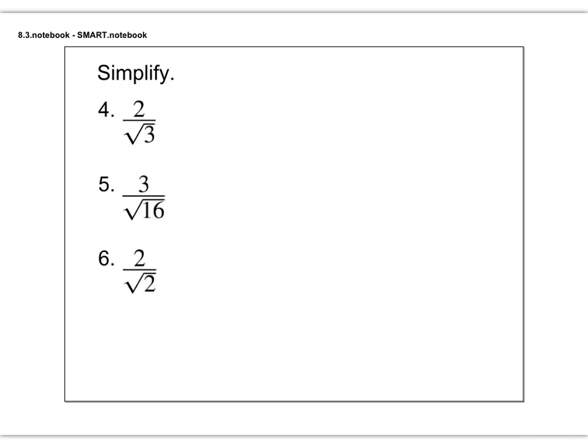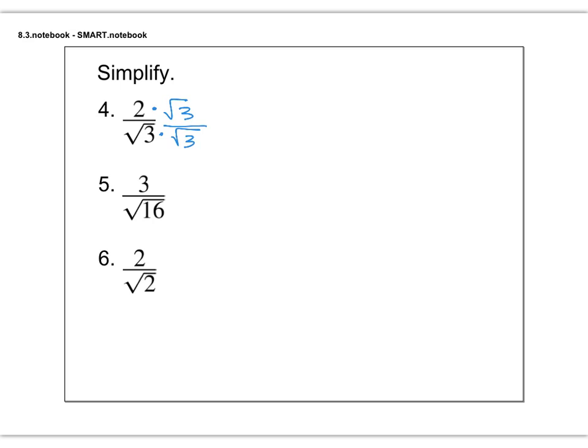So here we have a little different situation. Here we have a radical on the bottom of a fraction, in the denominator, and that is not considered to be simplified. So you have to do a thing called rationalize the denominator. And the way that you do that is you multiply the top and bottom, the numerator and the denominator, by whatever's on the bottom of the fraction.